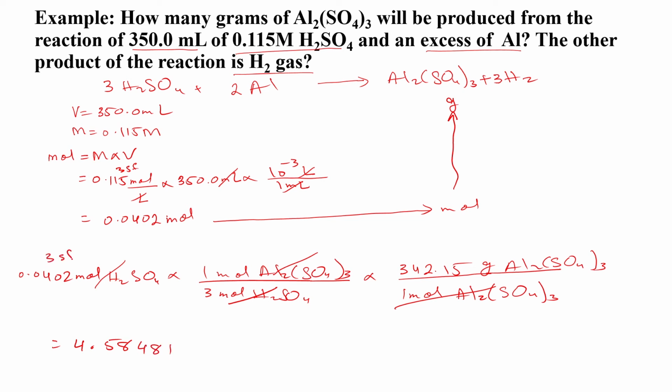We have 3 sig figs here, 5 sig figs here. This is an exact number. So you are going to give your answer with 3 sig figs. Your answer will be 4.58 grams of aluminum sulfate.